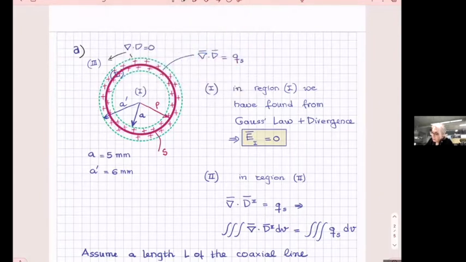How do you know the inside was 0? Because there is no charge inside. For this not to be 0, it implies that there is a charge somewhere. So inside in region 1 and in region 3, there are no charges. The only charges exist in region 2. Region 2 is this one.